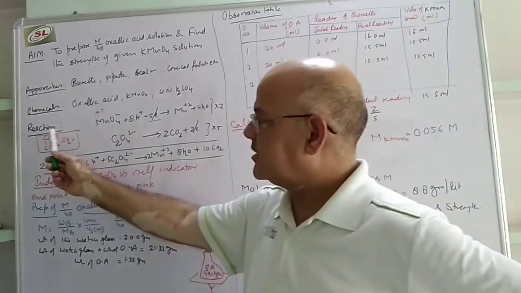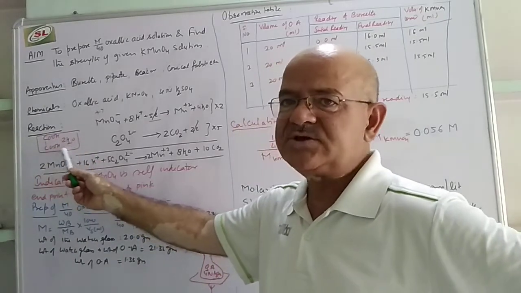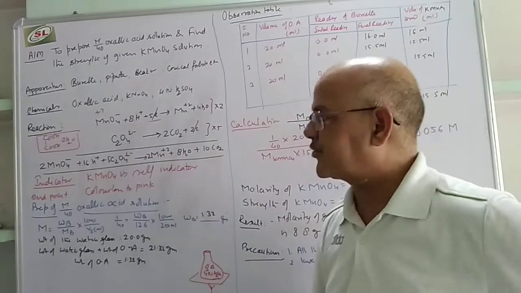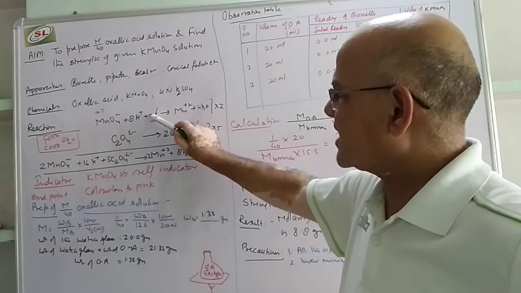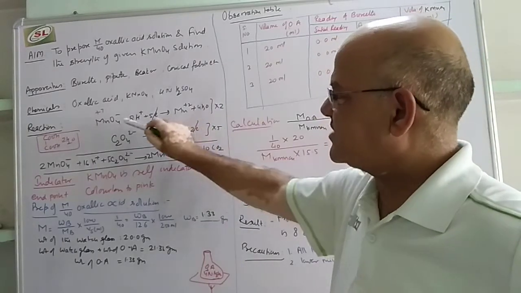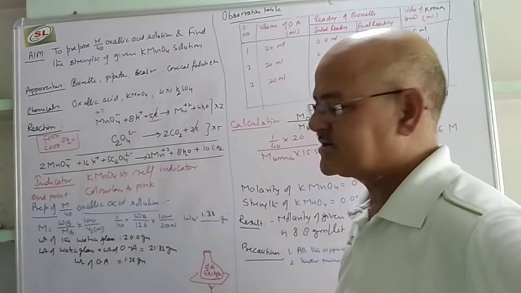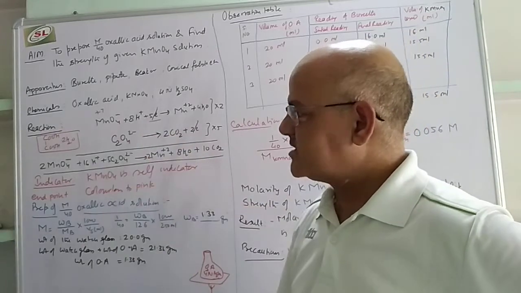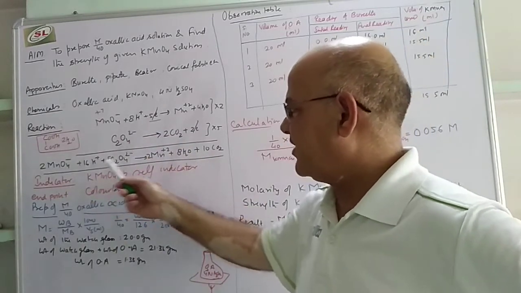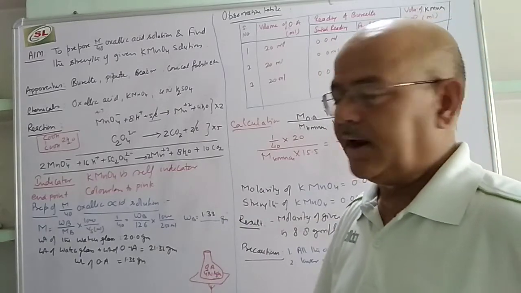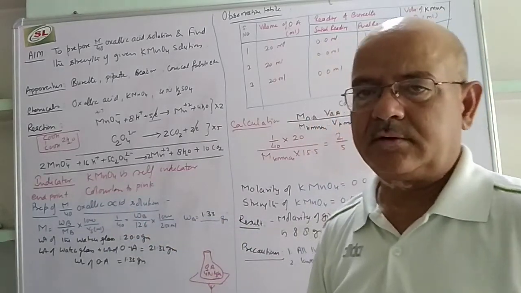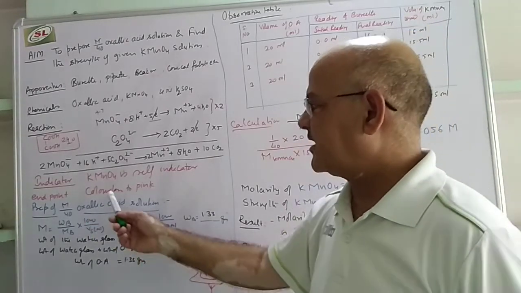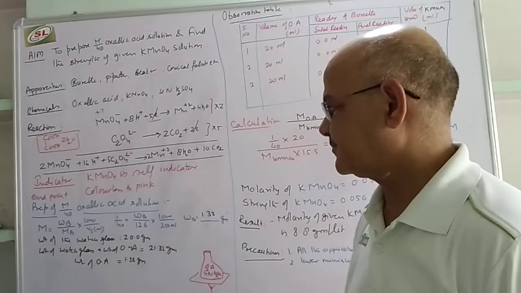On the other hand, this is oxalic acid. In solution, it will give oxalate ion. Oxalate ion will oxidize and produce 2 electrons with 2 CO2. To cancel out the electrons, the first reaction is multiplied by 2 and the second reaction is multiplied by 5. Then we will add these two reactions and we will get the main reaction. Indicator is KMnO4. It is itself the indicator. The endpoint will show when the color changes from colorless to pink.